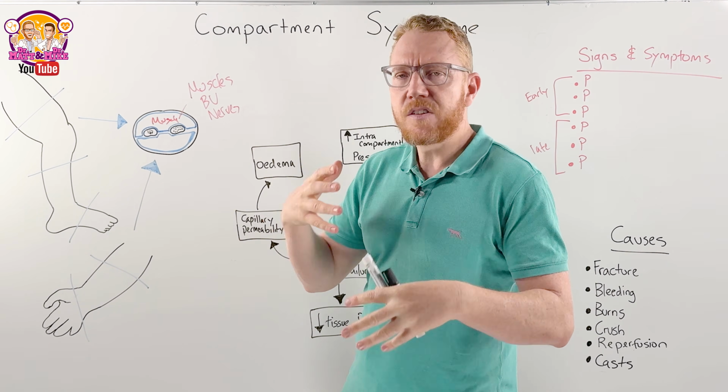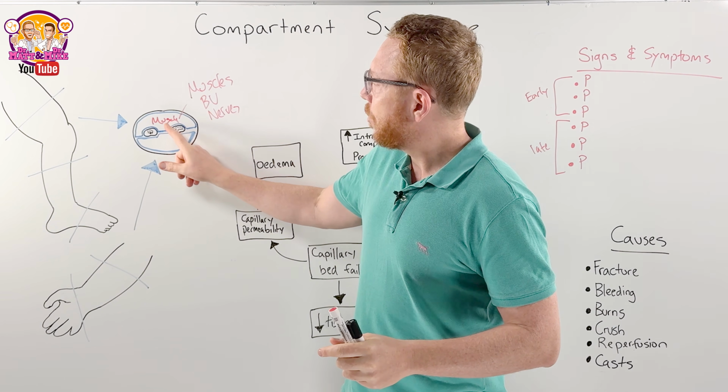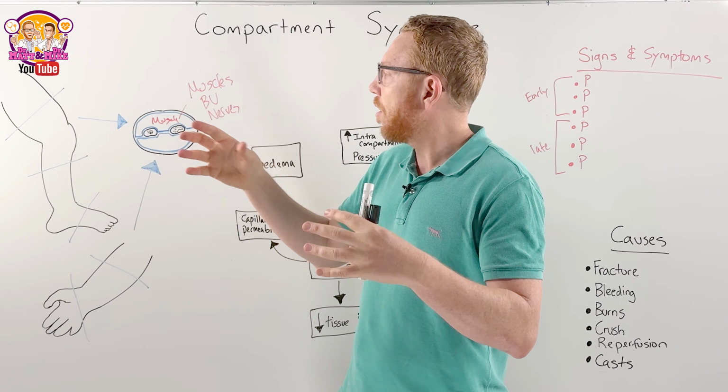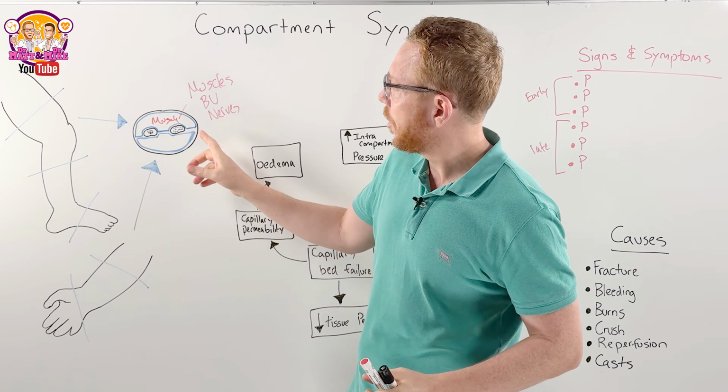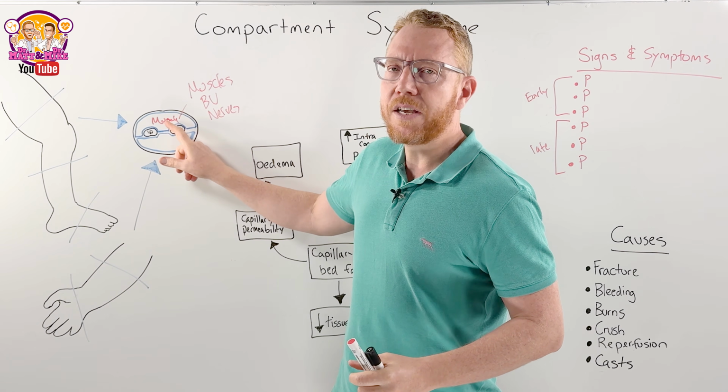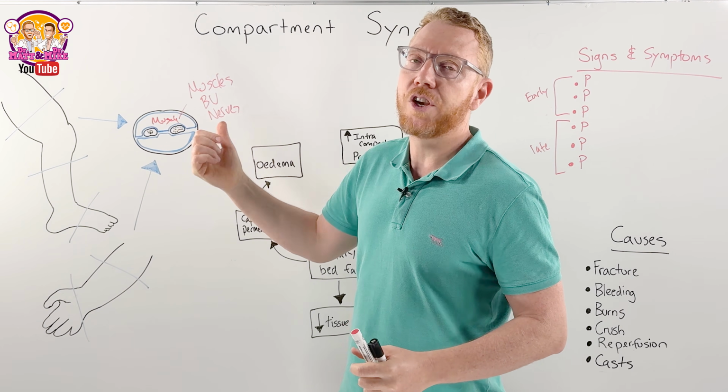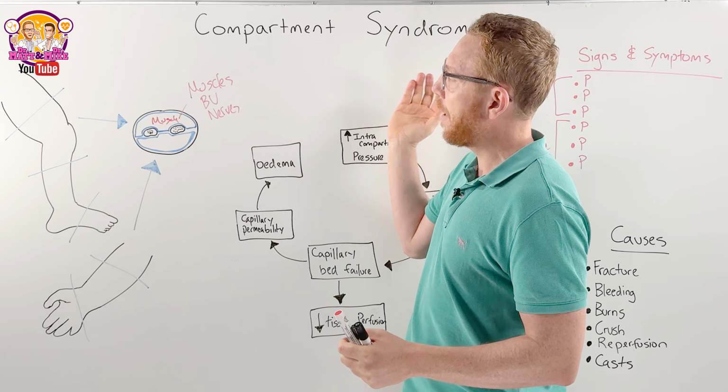And as you would imagine, this works with Boyle's law. As we decrease the size of the space, we increase the pressure. So it's this inverse relationship. As the volume decreases within the compartment, the pressure increases. And this is the crux of compartment syndrome.